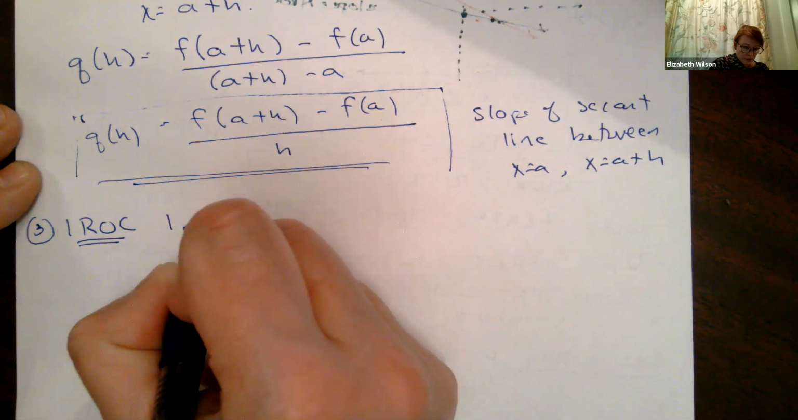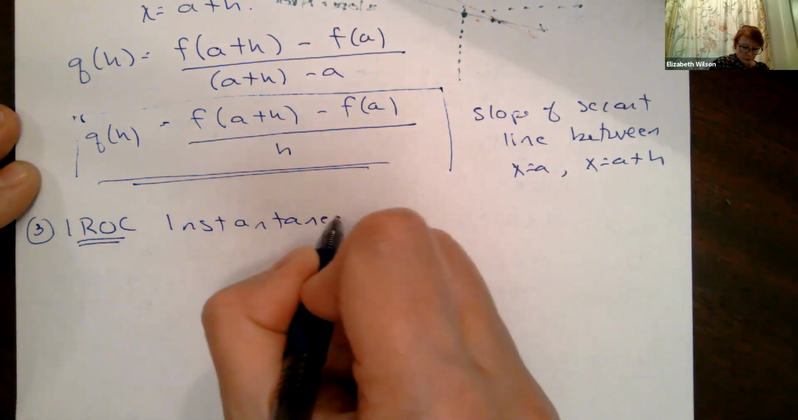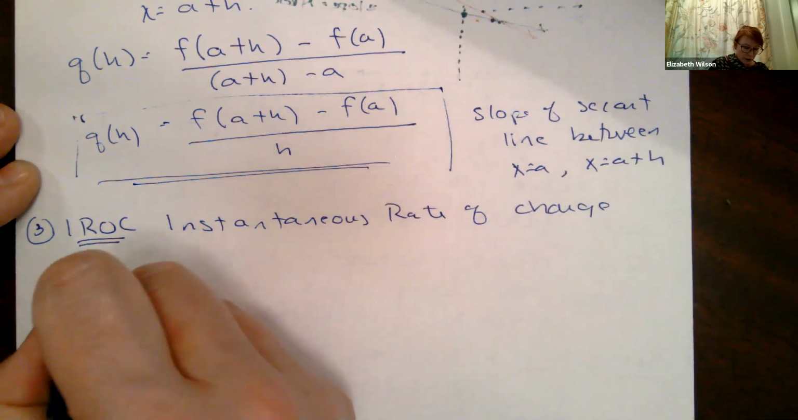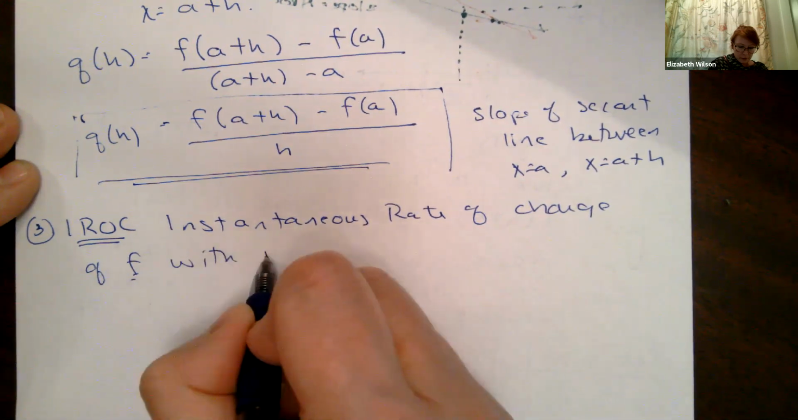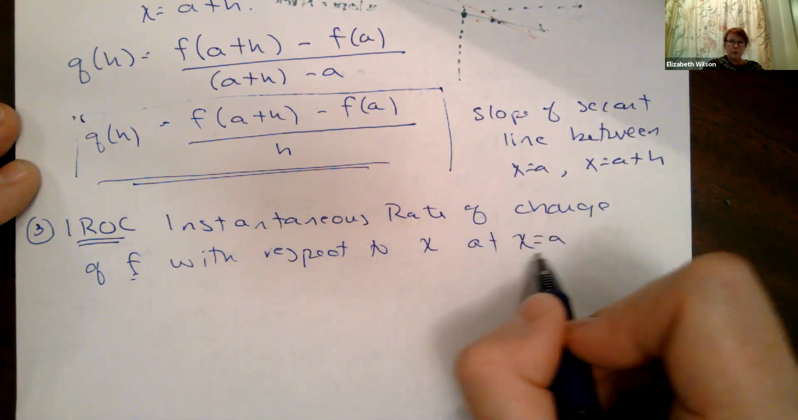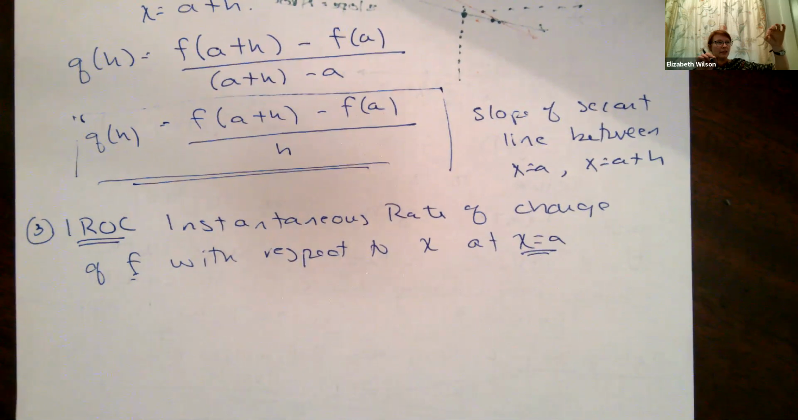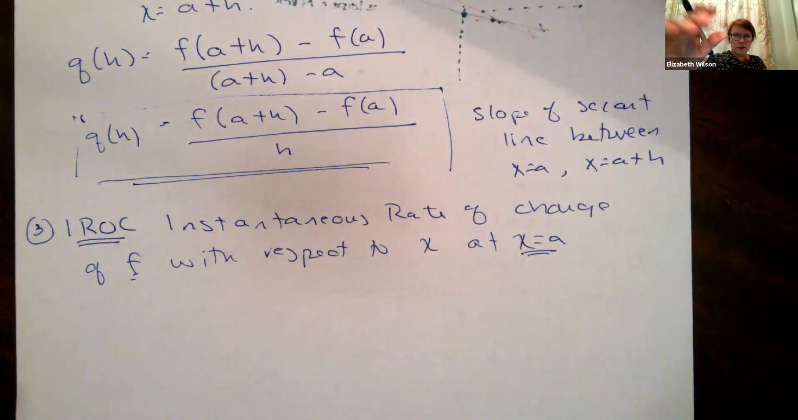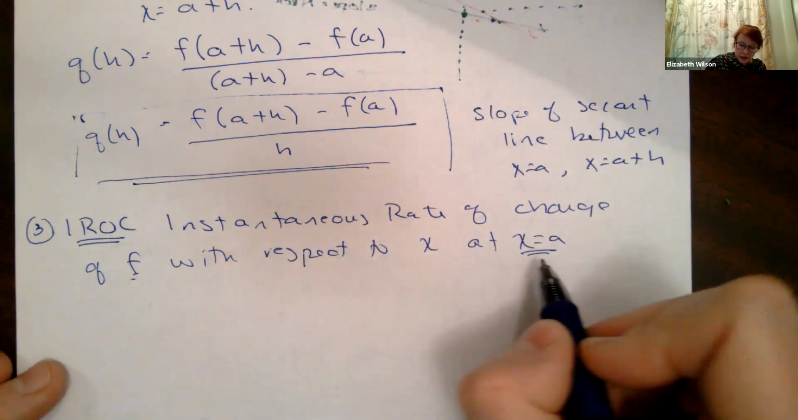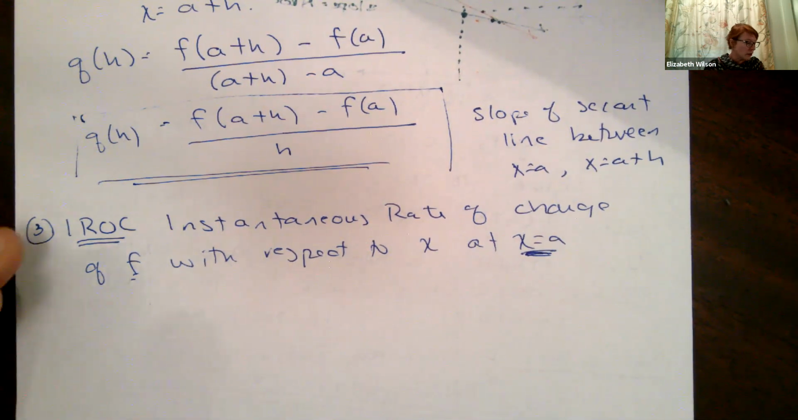So the instantaneous rate of change of our function f with respect to x at x equals a. Now remember, our secant line was from x equals a to x equals a plus h. And now we're looking at our instantaneous rate of change right at x equals a. I want to know that, but I can't just plug it in and ask what's the rate of change at this value. I need to look at all of these secant lines as they get closer and closer to this value, that is, as h gets smaller and smaller.